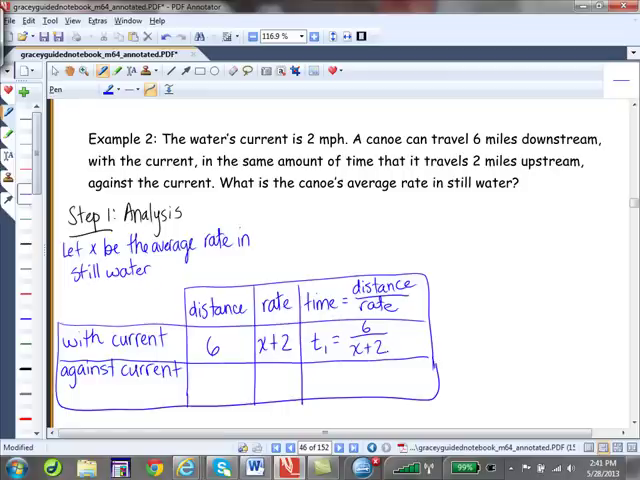Second situation, against the current, which is upstream, we're going 2 miles. And it's against the current, so it's the rate in still water minus the rate of the current, which is 2 miles per hour. So the second time will be 2 over x minus 2.